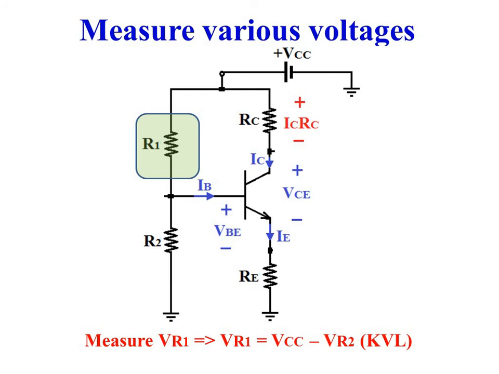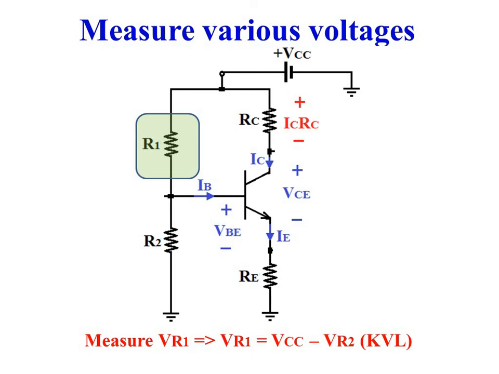Finally, measure VR1. VR1 is equal to VCC minus VR2. Again, application of KVL. If we consider the loop which consists of voltage source VCC, resistors R1 and R2, we will find that VCC is equal to VR1 plus VR2. Or we can write VR1 is equal to VCC minus VR2. As VR2 is equal to VBE plus VRE, we can write VR1 is equal to VCC minus (VBE plus VRE).